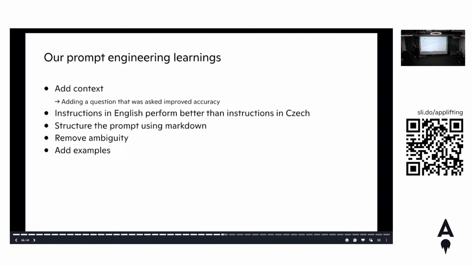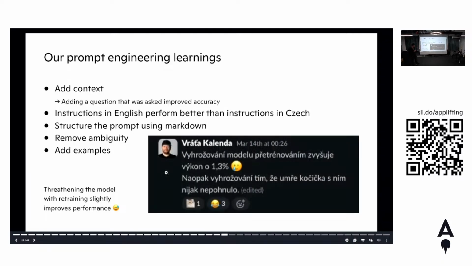And what also helps is few-shot prompting. You should add examples into the system prompt so that the model knows what is okay or not. By the way, what we also discovered is that if you threaten the model with retraining, it increases the performance by 1.3%. Also, if you threaten it with killing a cat, it doesn't do anything. But the retraining moves the needle by 1.3 on around 2,000 examples.